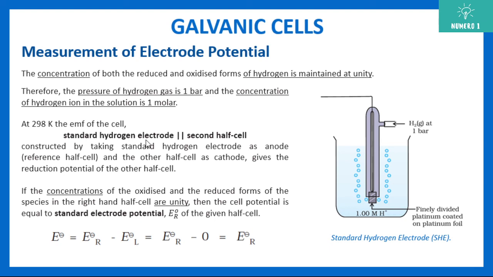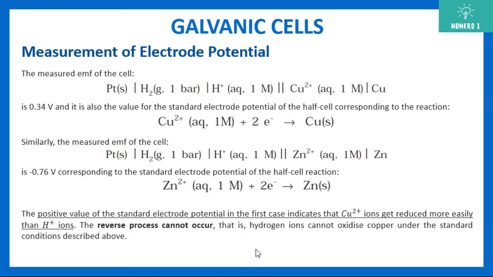The standard hydrogen electrode's potential was assumed to be 0. Hence you put the value 0, and if you measure the potential difference, you get the E naught right value. This is how you get the standard electrode potential with reference to your standard hydrogen electrode.